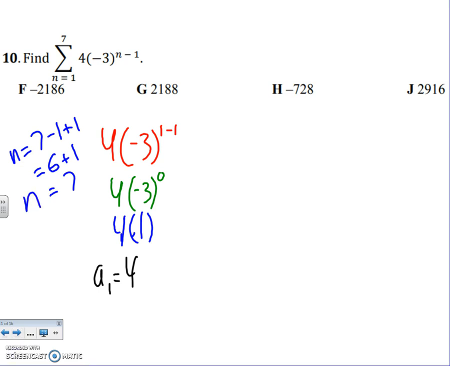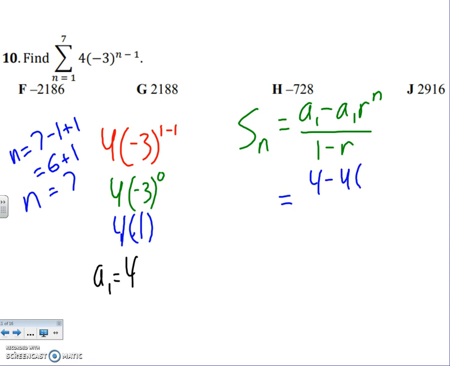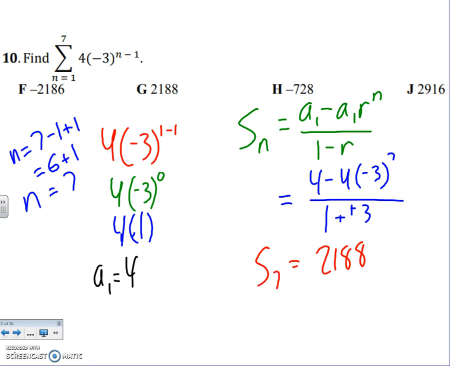So now we have a sub 1, r, and n. We can use the formula for the sum of a geometric series. S of n equals a sub 1 minus a sub 1 times r to the n over 1 minus r. Fill in what we have. So the sum will be the first term, 4, minus 4 times r, which is negative 3, to the n. We know n is 7, so let's plug in 7 for n. All over 1 minus negative 3, that's really 1 plus 3. You type that into your calculator, we get 2188. So the sum of the series of 7 terms, geometric series, is 2188, choice G.